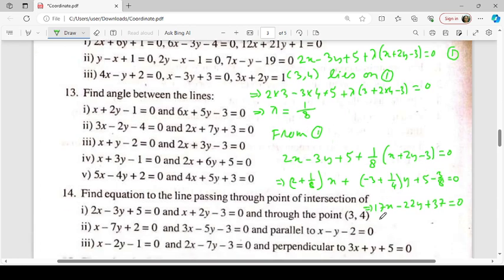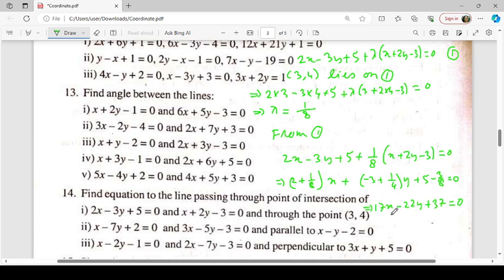Let us see if (3, 4) satisfies or not. So 3 into 17 is 51, 51 minus 88 plus 37. So 51 plus 37 is 88, and it is 88, so it is 0.